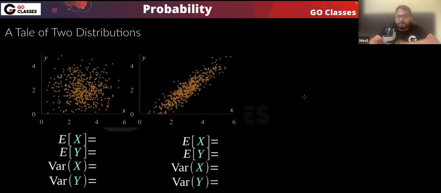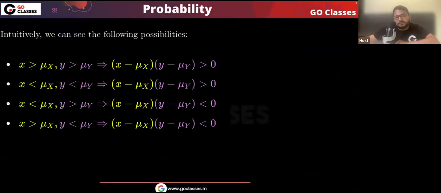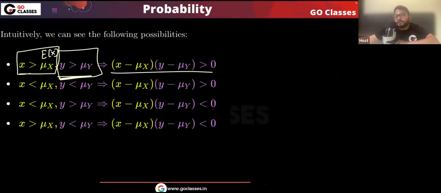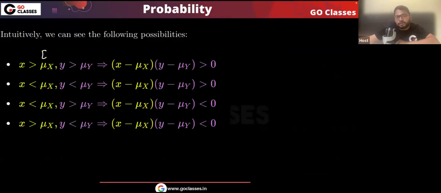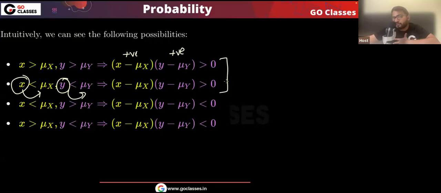See, what I'm trying to say here, let me just tell you. Suppose mu x means expectation of x. So suppose x is greater than mu x, and at the same time, y is also above its average. In that case, the product will be greater than 0. It is very simple, right? A positive quantity times a positive quantity will be a positive quantity only. Here, if I am below my average in x, and at the same time y is also lower than the average of y, in that case it is good. So these are the positive cases.